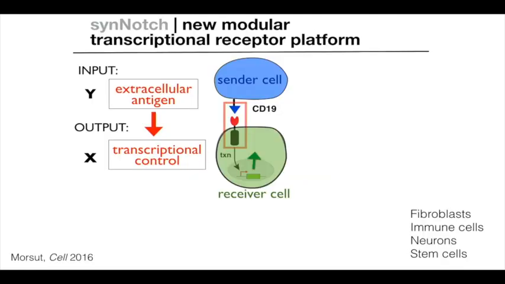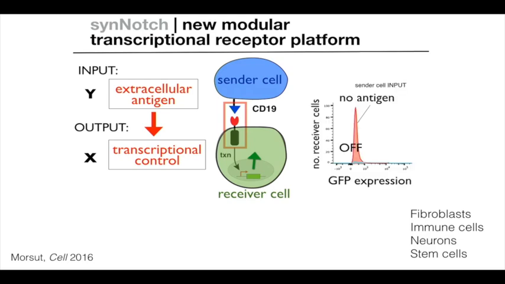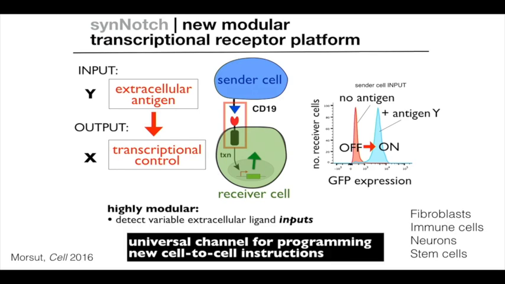Okay, so this is just an example of how we can take something. This is a tumor antigen involved in B-cell cancers, but we can put a single-chain antibody that recognizes this into the synNotch receptor and drive something like GFP. This shows the receiver cell is off, but then GFP can turn on when we present it with cells that present that antigen. We've shown that this works in many cells, from fibroblasts to immune cells. They work in neurons and also in stem cells. So very universal and highly modular.